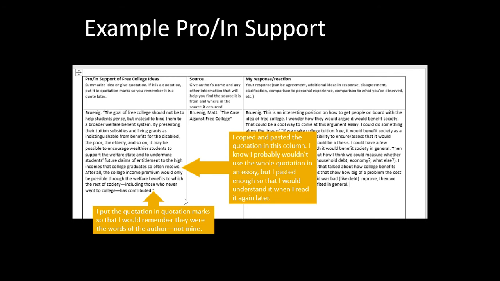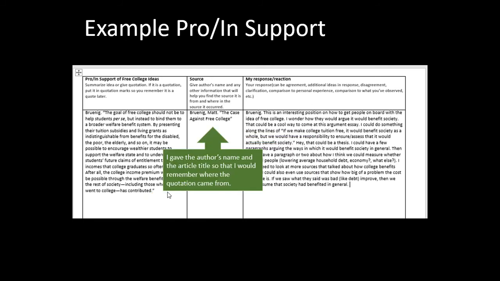So even though I knew I probably wouldn't use the whole thing later, I put the whole thing here so that I understood it when I read it again. And you'll notice that I put quotations around it because I wanted to make it really clear for myself later on that this was a quote. And if I used any of it in my essay later, I had to put it in quotations in my essay as well.